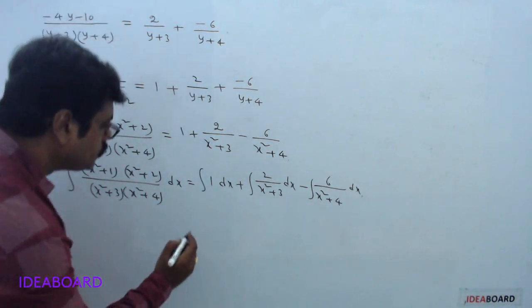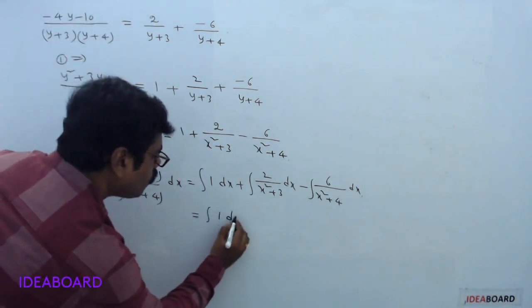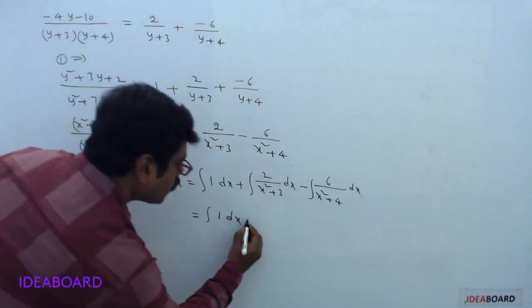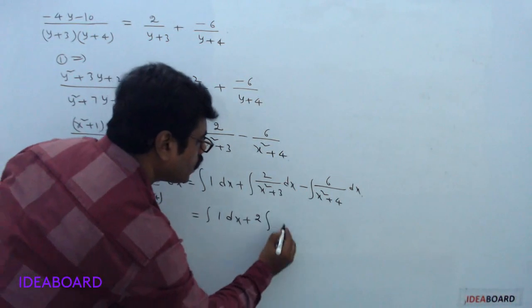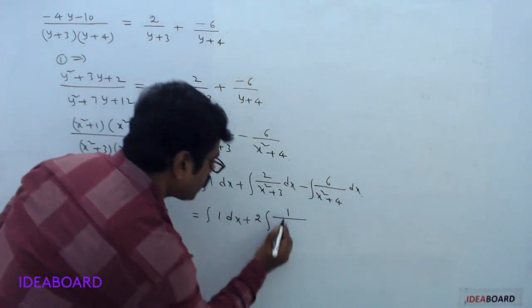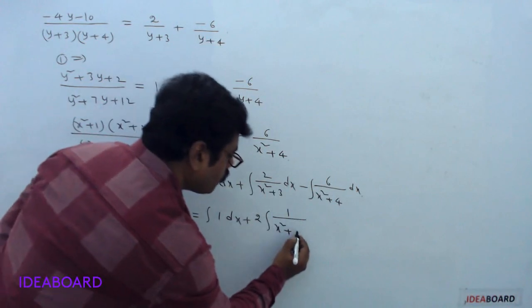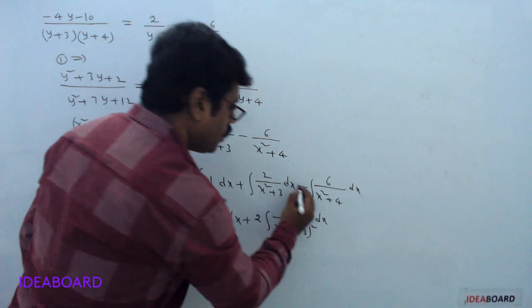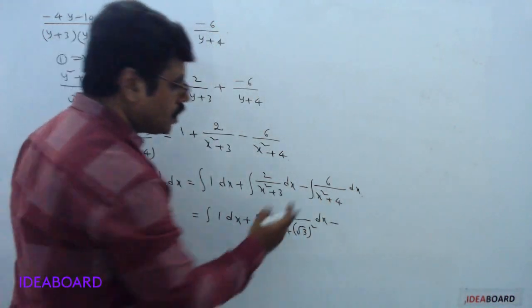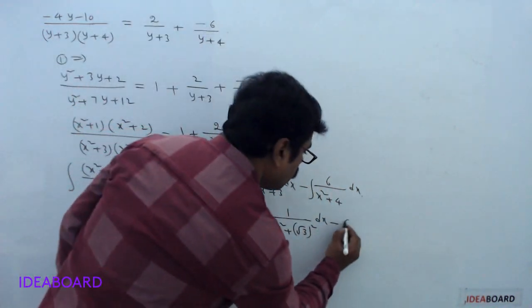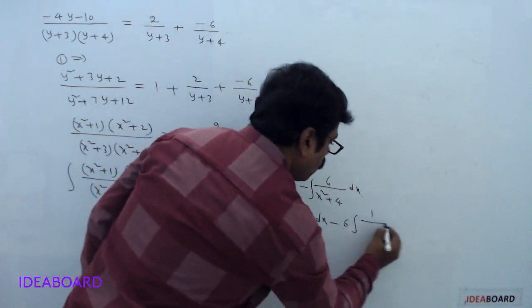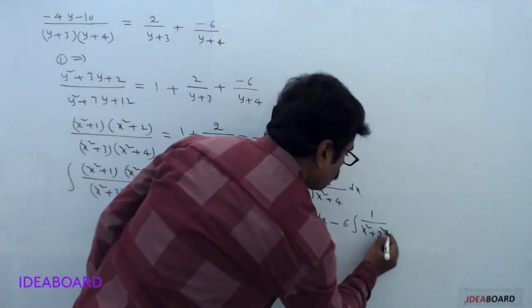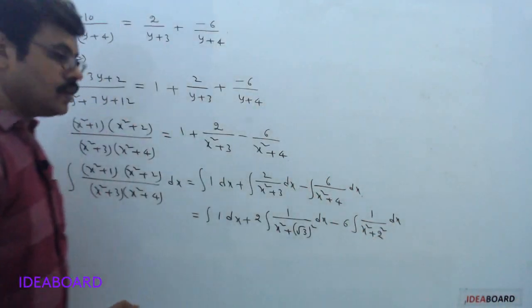Now see the simplification part. This is integral 1 dx. Here 2 is the constant term. You can take it outside of the integral, plus 2 into integral 1 divided by x square plus, this 3 can be taken as root 3 whole square, dx, minus 6 is the constant term. You can take it outside of the integral. So 6 into integral 1 divided by x square plus 4, which can be taken as 2 square, dx.